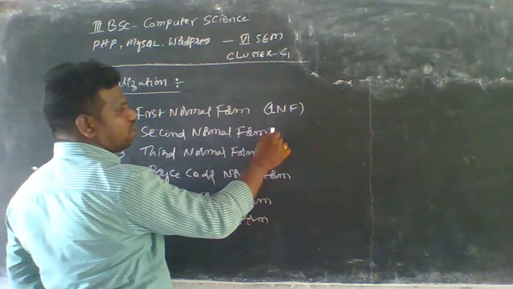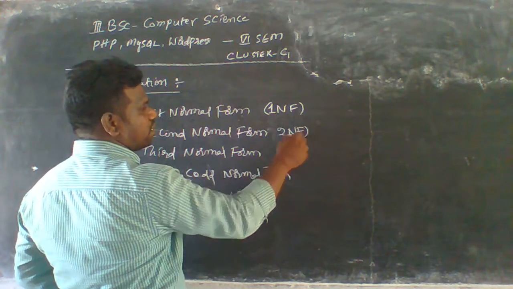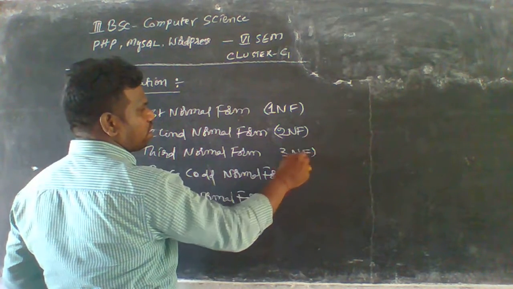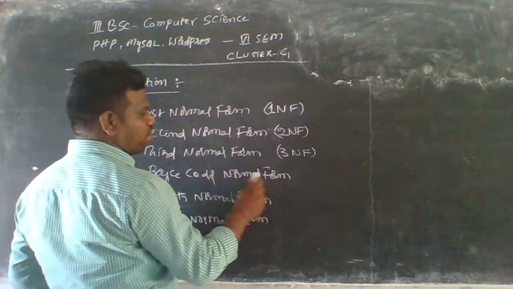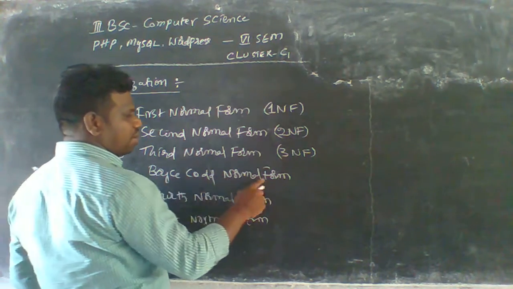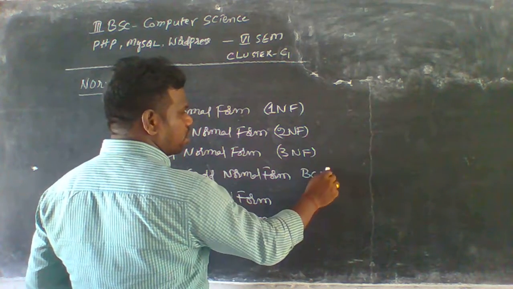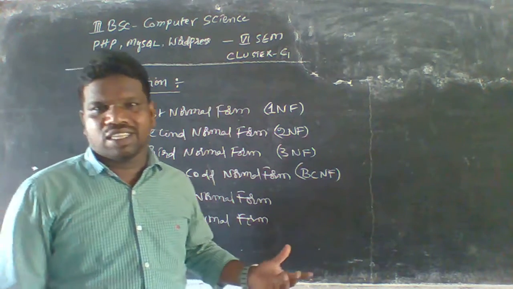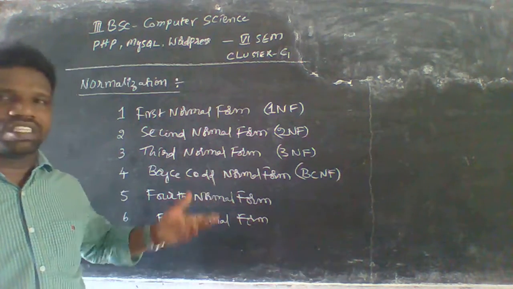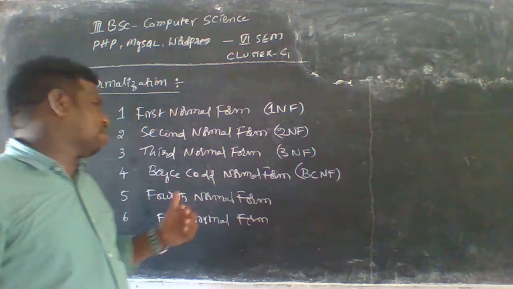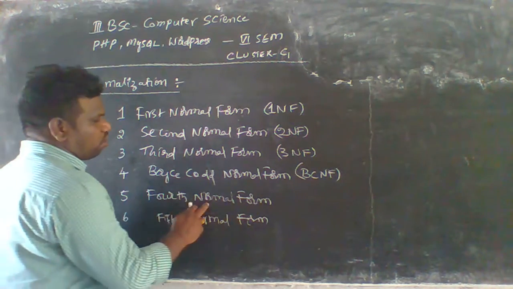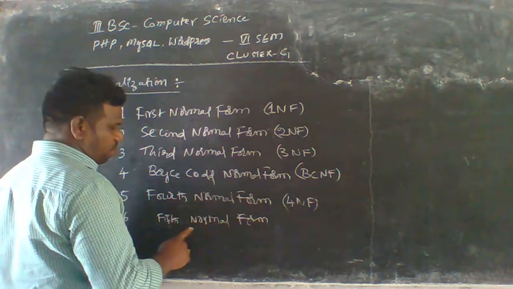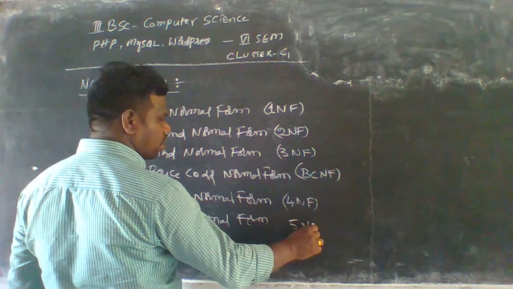And the second one is called 2NF, which means second normal form. The third normal form we call 3NF. And Boyce-Codd normal form, we simply say BCNF. This was invented by E.F. Codd, which we already discussed in the fifth semester. Then the fourth normal form we call 4NF, and the fifth normal form is called 5NF.